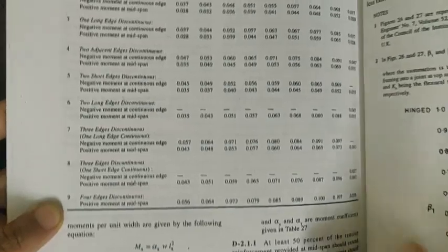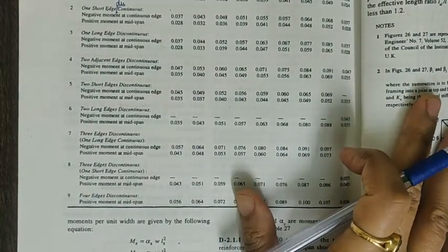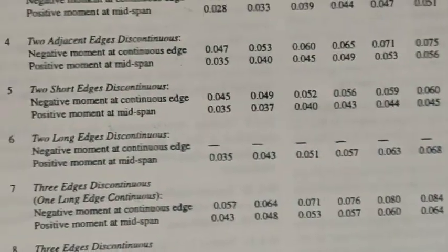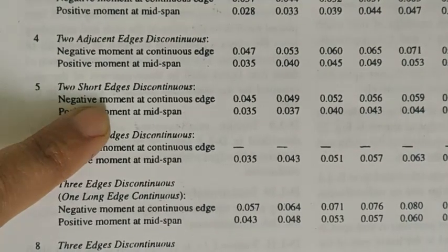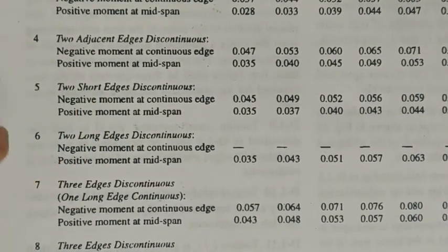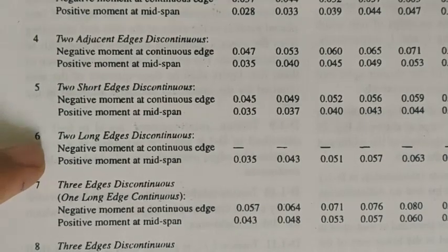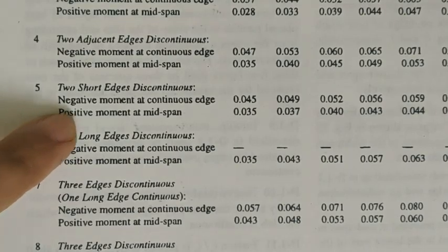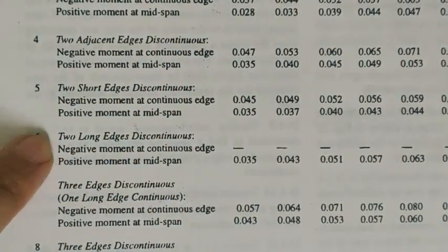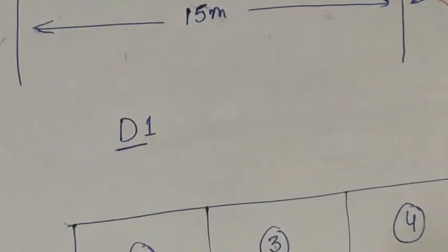Now look at any other case. Where will these cases exist? Case number 5 says 2 short edges discontinuous. Then case number 6 says 2 long edges discontinuous. So let's see what we mean by 2 short edges discontinuous. Let us create another room, maybe a corridor.